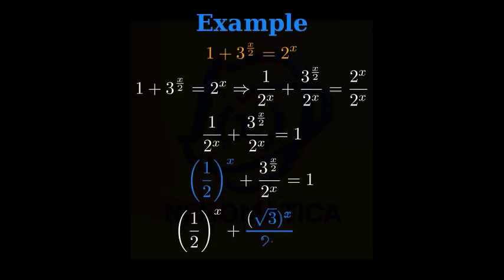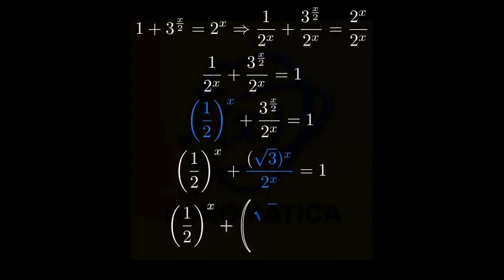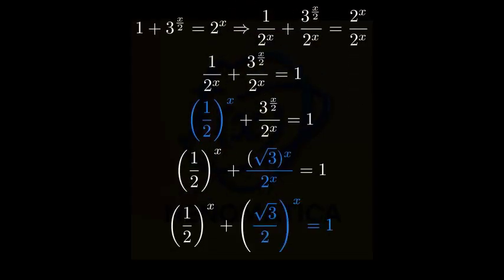Now, let's rewrite the second term. 3 to the power of x over 2, divided by 2 to the x. We can rewrite 3 to the x over 2 as the square root of 3 to the power of x. Next, we can simplify the second term further. Square root of 3 to the x divided by 2 to the x can be rewritten as the fraction square root of 3 divided by 2, raised to the power of x.